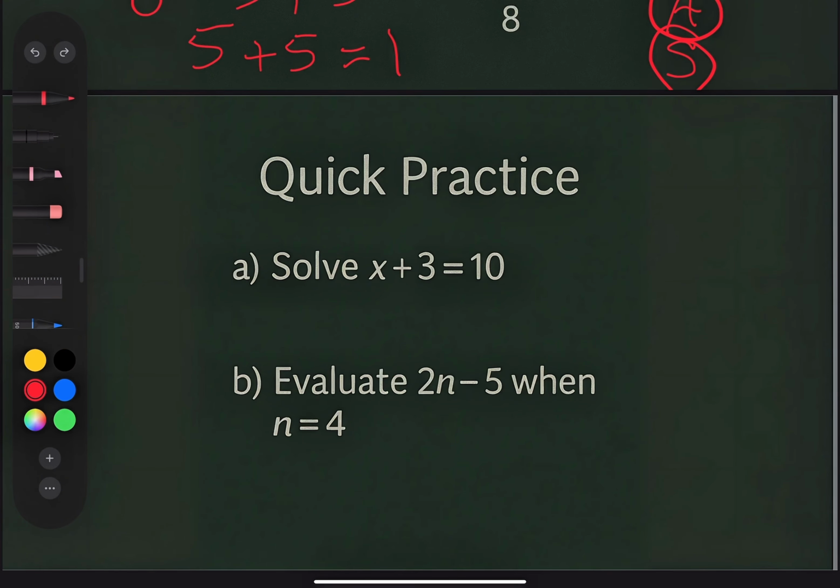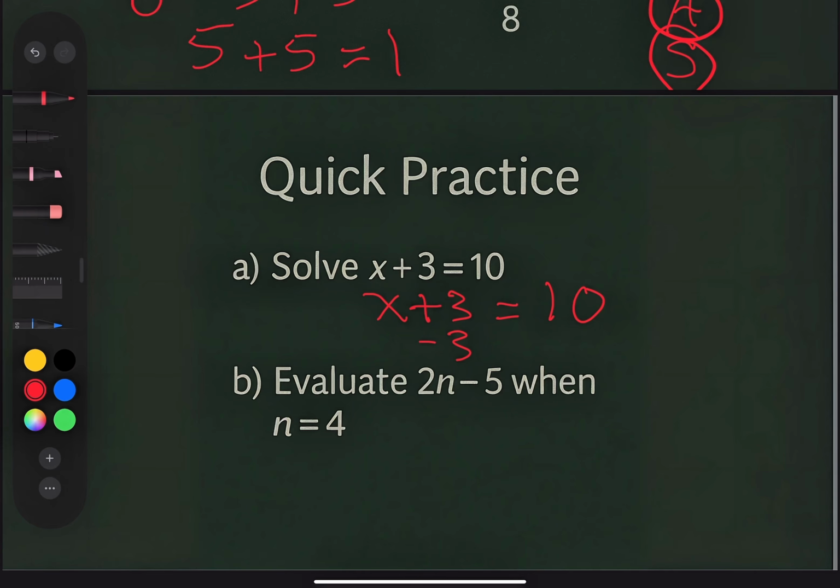Okay, so now in part A, we have x plus 3 equals 10. This is an equation since it has an equal sign. Okay, so what's the first thing we do? Like in the last example I showed you, we isolate the x. So we cancel out the 3. The way to cancel out that 3, since it's positive, the opposite of positive is negative. So that's how we cancel it out.